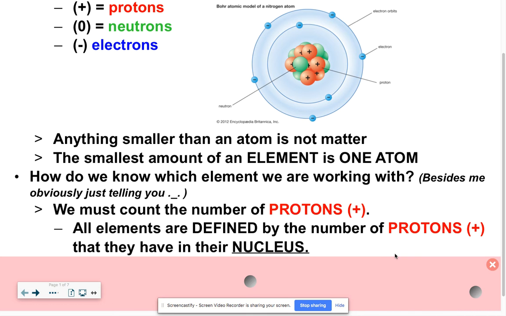So you could have 5 protons and 1 electron, but that atom would still be what we consider boron or hydrogen, which is element number 1. You could have 1 proton, 5 neutrons, no electrons, and it would still be considered hydrogen. So protons, or the number of positives in the center in the nucleus, is the way we define what kind of atom, or sorry, what kind of element you are working with.